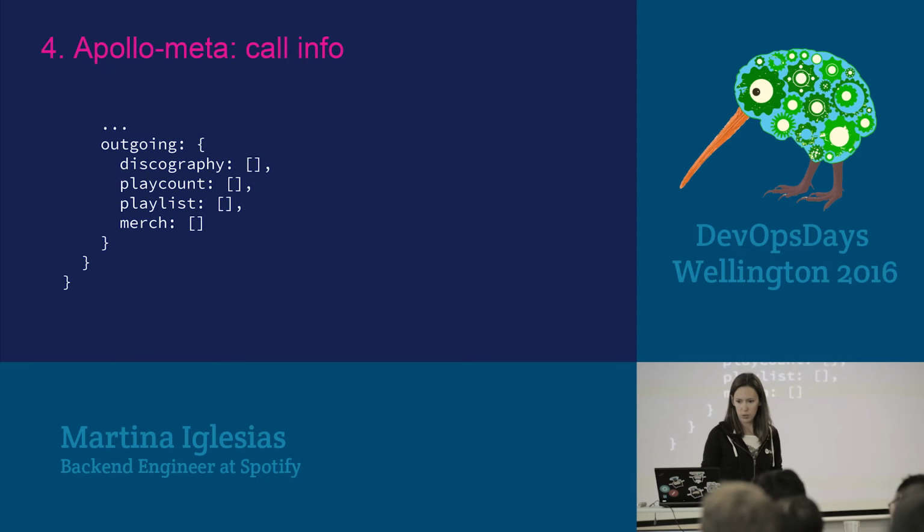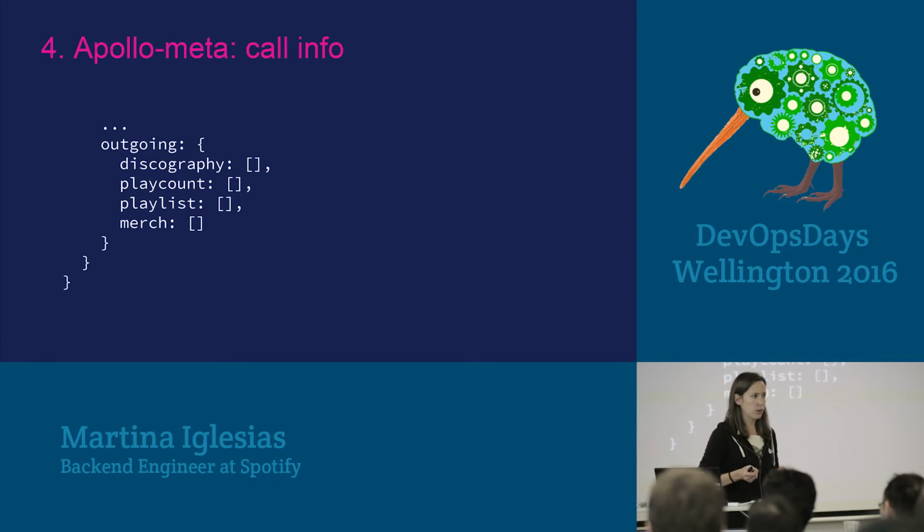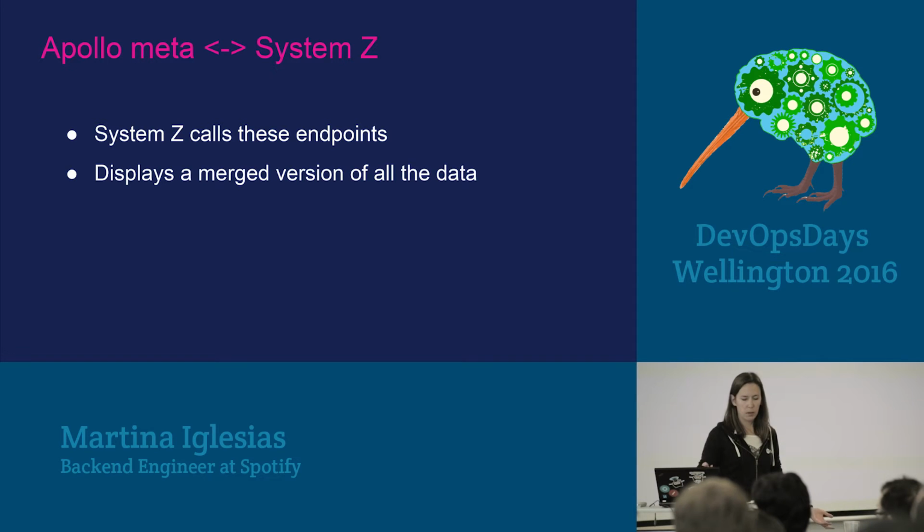And in the same response, we also got the outgoing requests. So after the service has been running a while, it has been making requests to these services, and you can see it here, discography, play count, playlist, and merge. So as the service was running, this was keeping information and gathering at runtime, and then you can see exactly, you can make a map of how your services are talking to each other. So again, system set calls these special endpoints, and then it will display a nice and merged version of all the gathered data from all the instances together in a nice way.